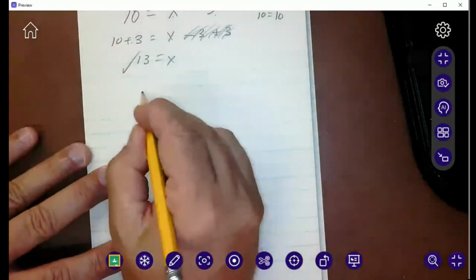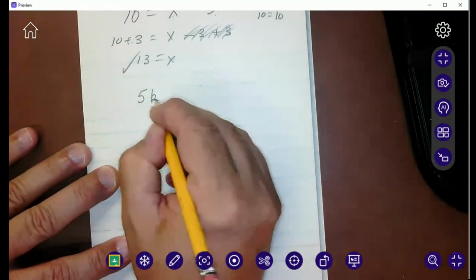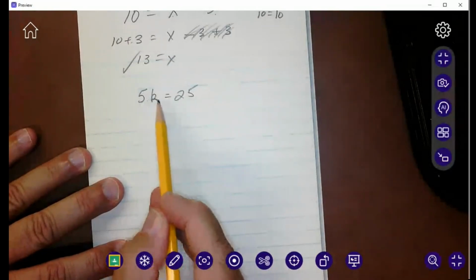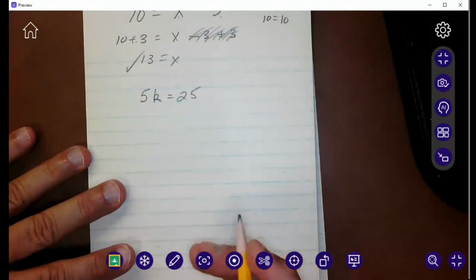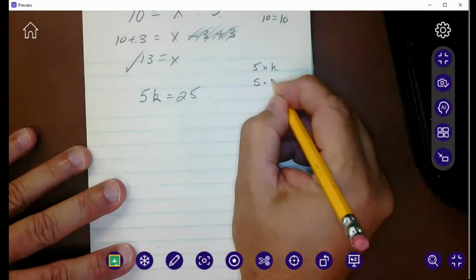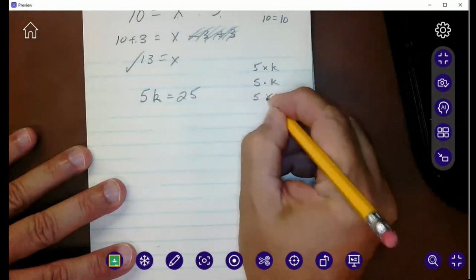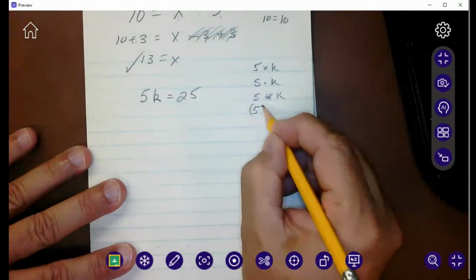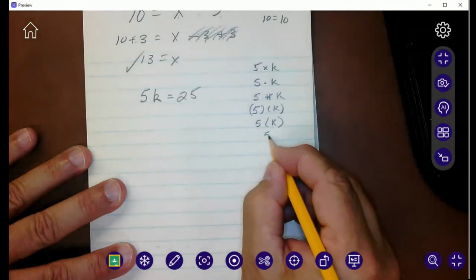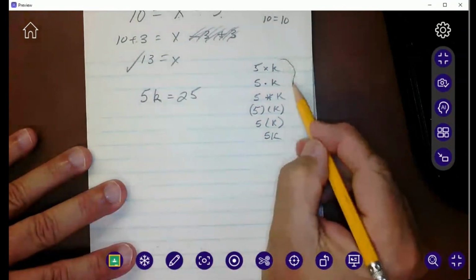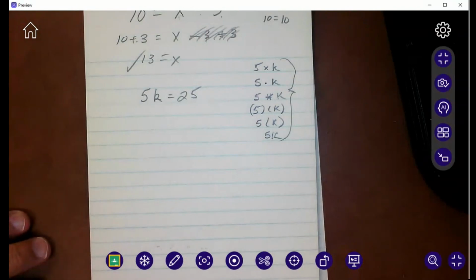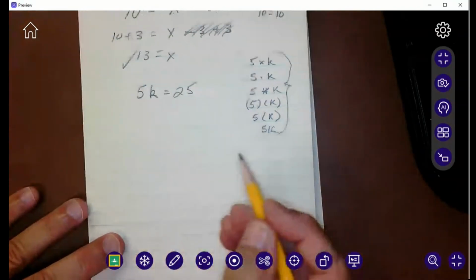If we are multiplying, if I have 5k equals 25. Remember, he was talking about the fact that if I write a number next to a variable, that means multiplication. There are lots of ways we can write multiplication. You'll see it written 5 times k, 5 with a dot, 5 times k. Sometimes you'll see an asterisk. Sometimes we write it in parentheses. Sometimes we write only one of the numbers in parentheses. And sometimes we just write the two things next to each other. Every one of these means the exact same thing. We are multiplying 5 and k. When we're working with equations, this is the way you're typically going to see it written.